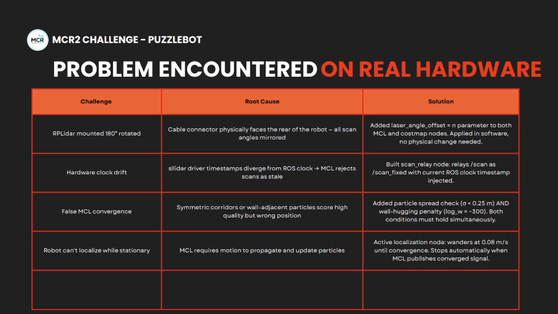And some problems that we encountered. We have two main problems. One was the RPLidar mounted rotated, and how we found a solution: we modified some parts in software, in this case the URDF. The other was that the robot cannot localize while stationary.